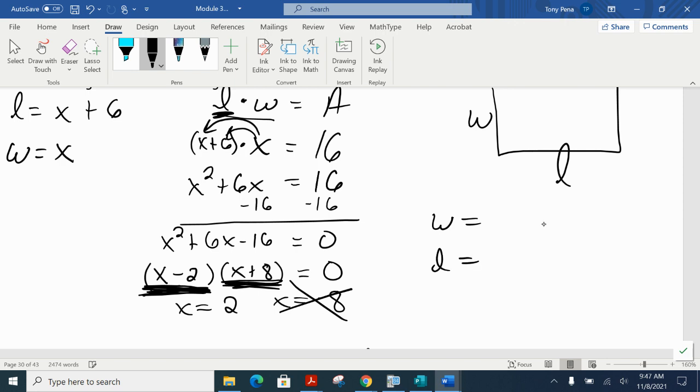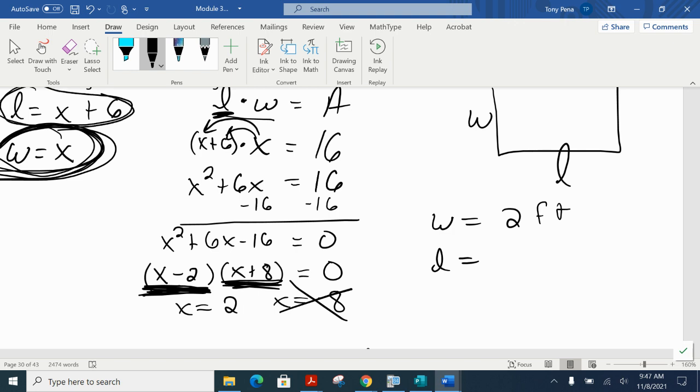What is our length? We don't just say x equals 2 as our final answer. So if I ask you for your width, it is whatever x is. So whatever we get for x, that is your width. That is our 2, and in this case, that's feet. And then your length is whatever we get for x increased by 6. So if x is 2, add 6 to that, that should be 8 feet. All right.